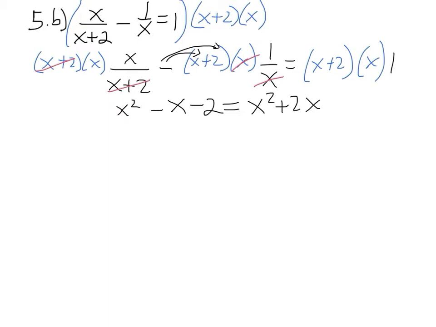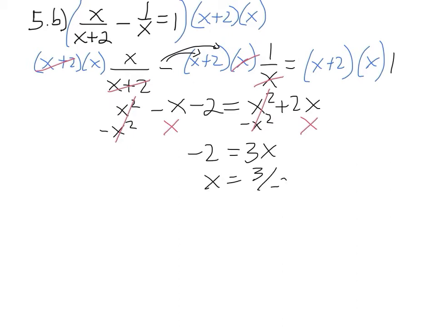Now, let's take away an x squared from both sides. So they go away. That's kind of nice. Let's add an x to both sides. So I end up with negative 2 equals 3x, or x equals... actually, let's do that on the other side. x equals negative 2 over 3.